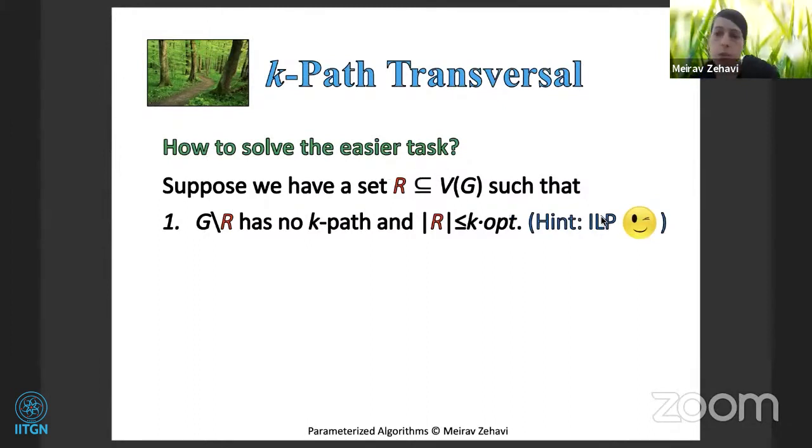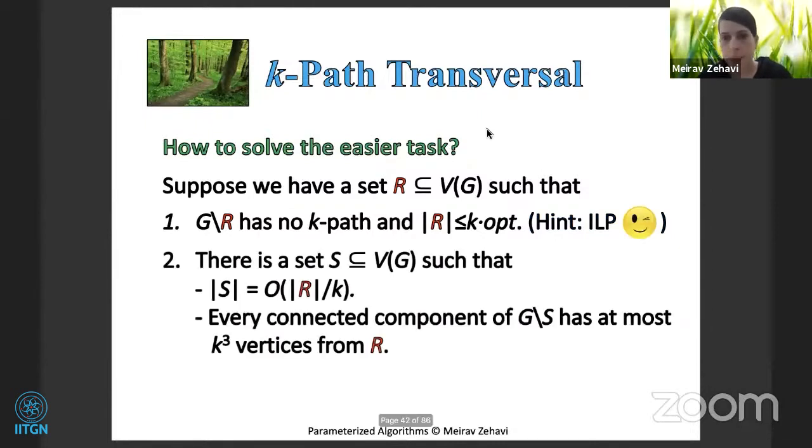You can do it either greedily or using ILPs. I will show it soon. So we want to find some set R such that its size is at most k times opt, and it is a solution. It hits all the k paths. And we also want to have another property.